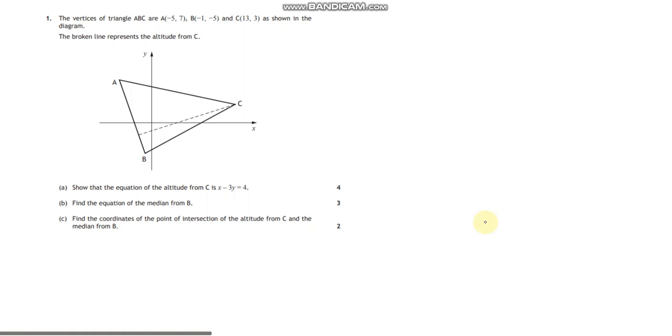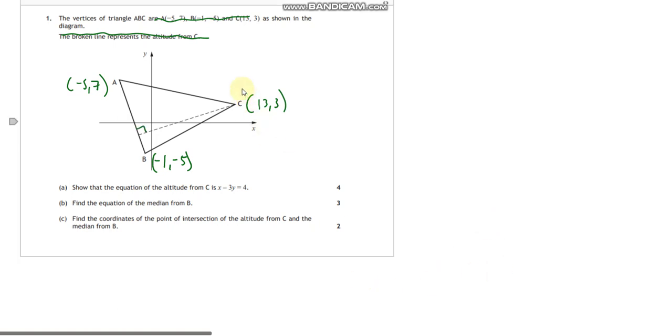So, the first thing I would do is just label up a triangle, just to make my life a bit easier. So 13, 3, and -1, -5. Okay, so that's me kind of labelled up, and that's very good. And the broken line is the altitude. So all that means is that's at 90 degrees. Altitudes are at 90 degrees, whereas a median would cut at the midpoint.